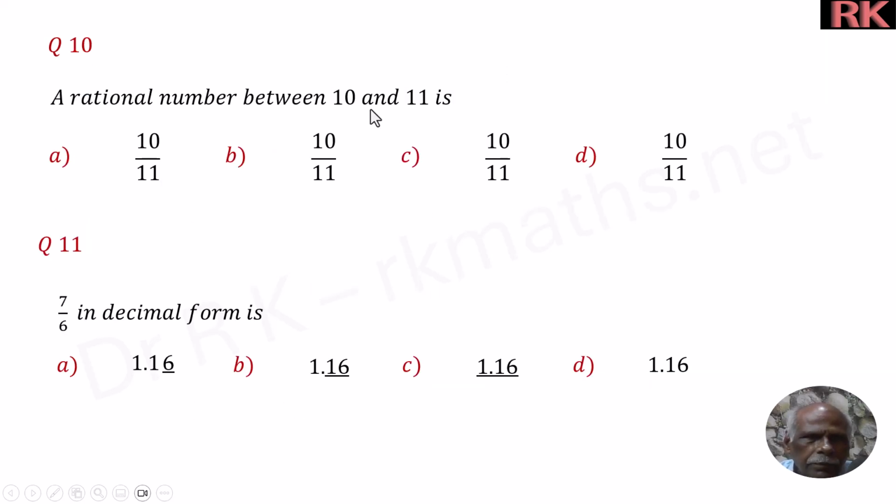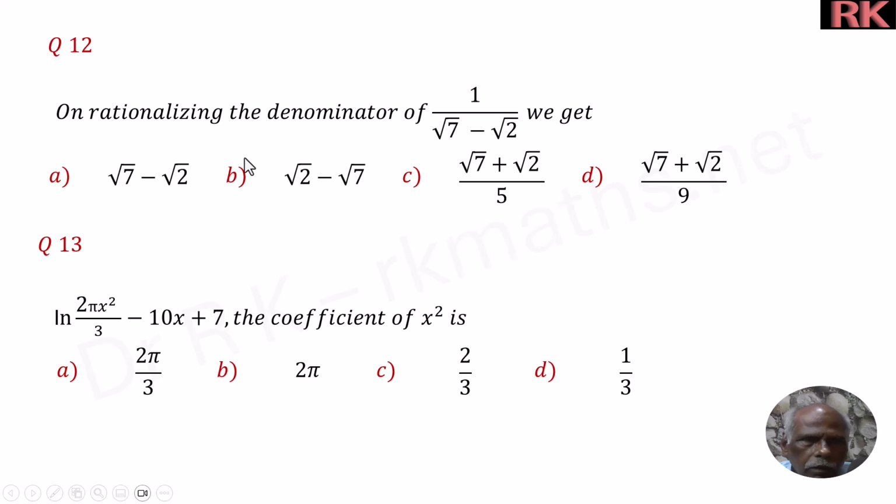A rational number between 10 and 11 you have to find out. And 7 by 6 in decimal form, you have to find out which option. On rationalizing the denominator of 1 by (root 7 minus root 2) we get, options are given, you have to select the option.